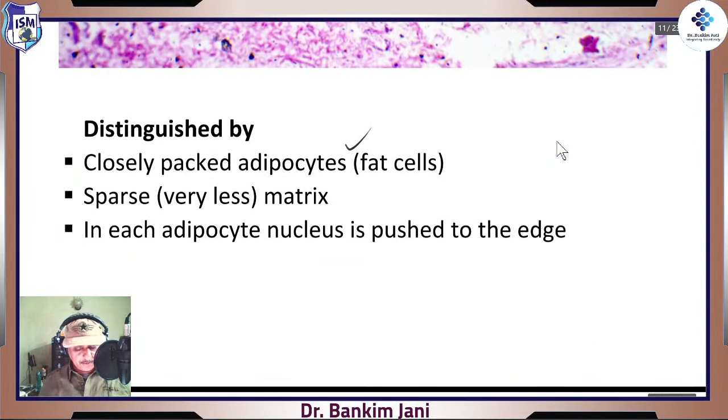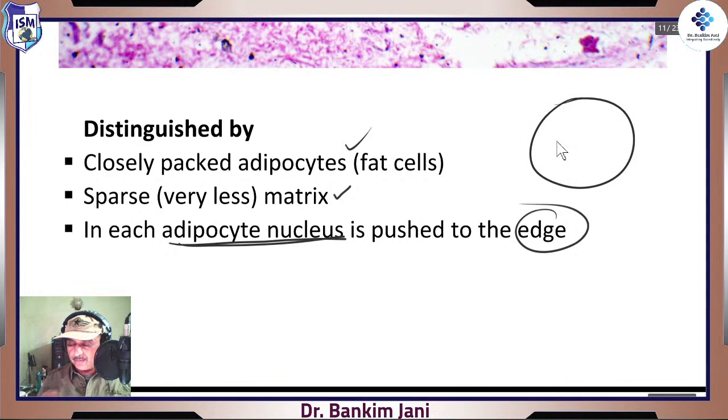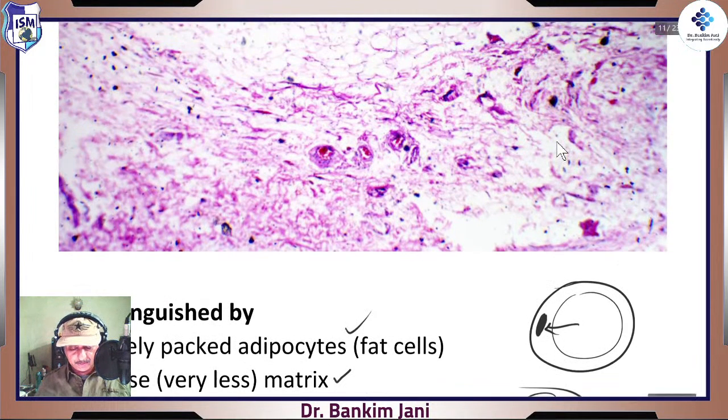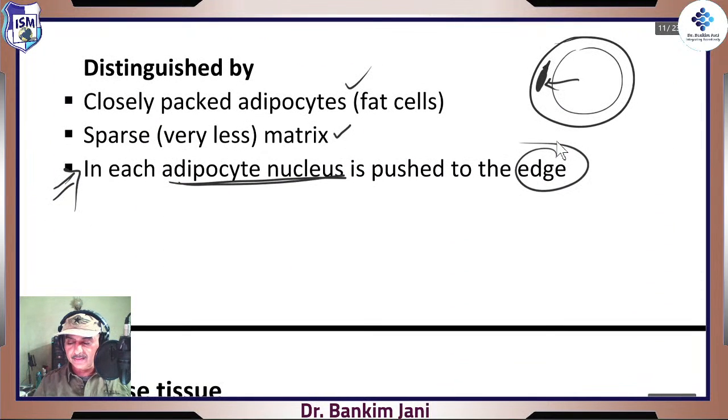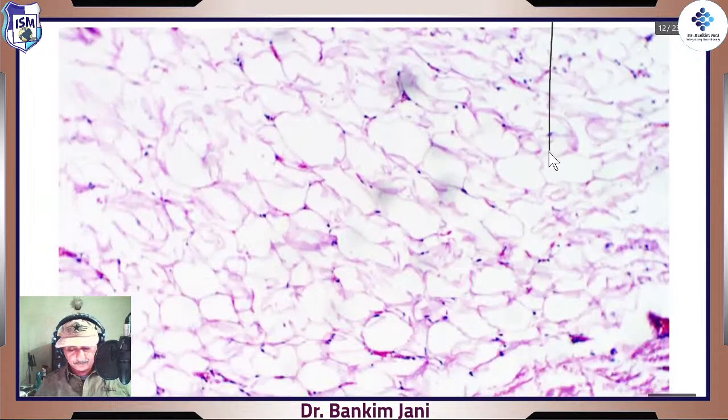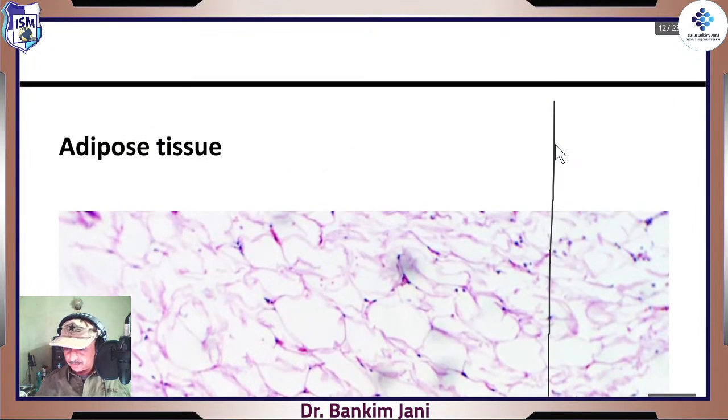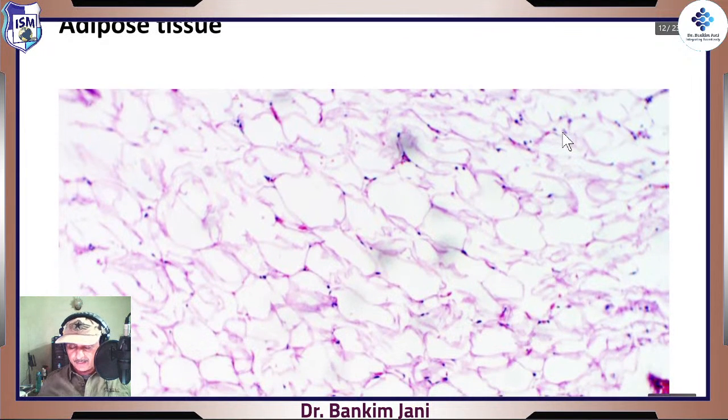In these fat cells there is very little matrix, and how will you figure out the adipocyte nucleus? Because over here it is pushed to the edge. So if this is the adipocyte, you'll find that the nucleus is pushed to the edge, right? That's the hallmark. This is what you have to see, that their nucleus is pushed to the edge. And we see the nucleus only as a darkly stained substance, right?